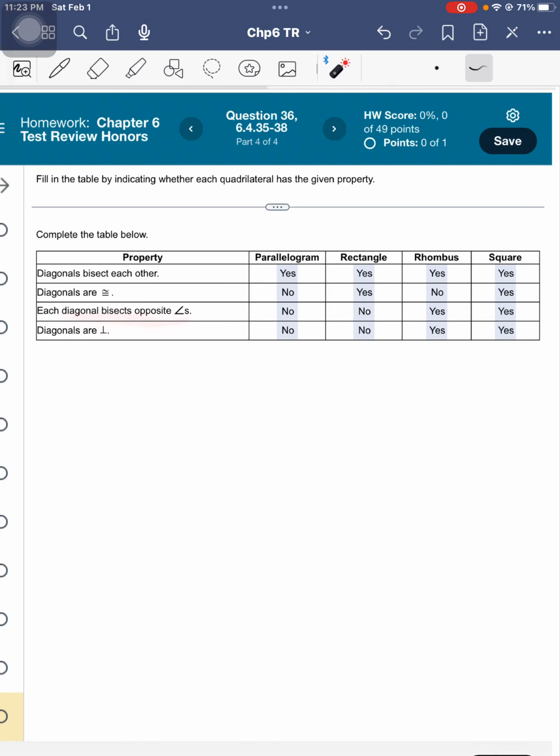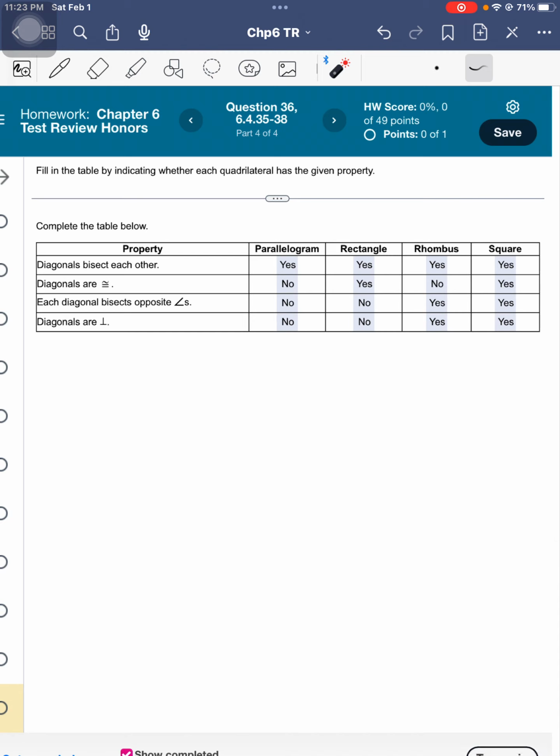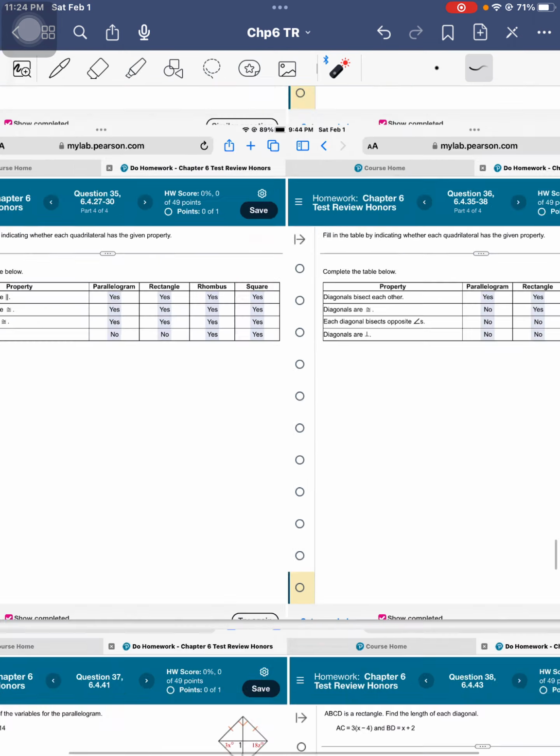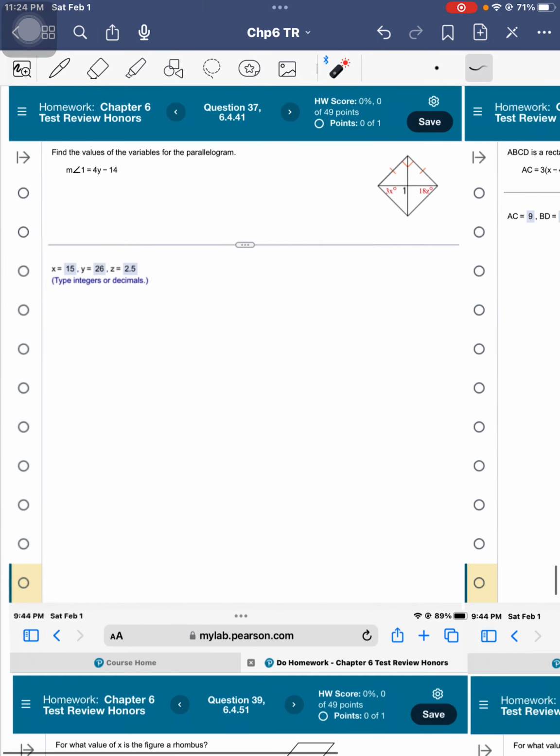Each diagonal bisects opposite angles. That is only in squares. Notice how for squares, everything's going to be yes. Squares and I believe rhombuses. Yep. You see, guys, even I need to think about it, okay? So just make sure that you guys are studying that. Diagonals are perpendicular. That's also in a square and a rhombus. Perfect. Not in these other ones. If anybody puts no for squares, then I just know you're not paying attention in class. So please, squares is always going to be yes, okay? So let's move on.